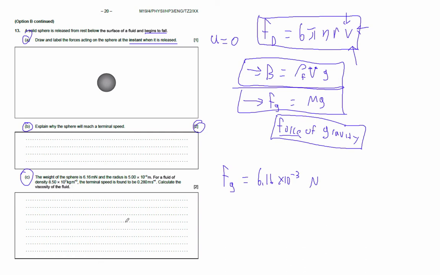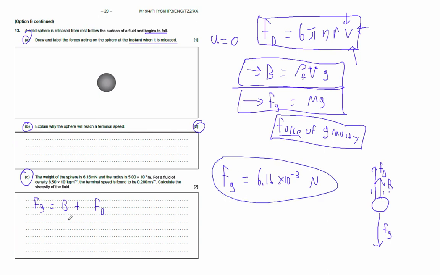We can do this. As this thing falls, we've got the buoyant force up, we've got the drag force up, and then we've got the force of gravity down. At terminal velocity, the gravitational force will equal the buoyant force plus the drag force. Now we just have to plug in things here. The force of gravity is going to be this, so we'll plug that in.